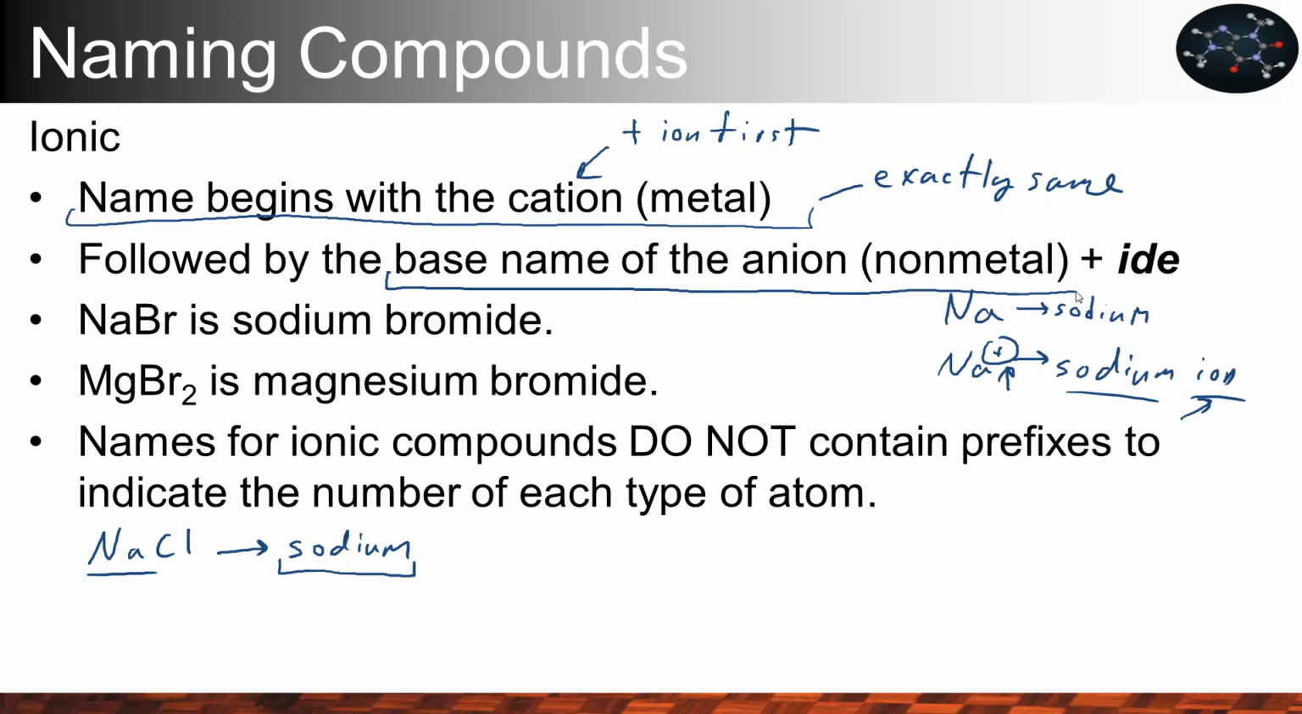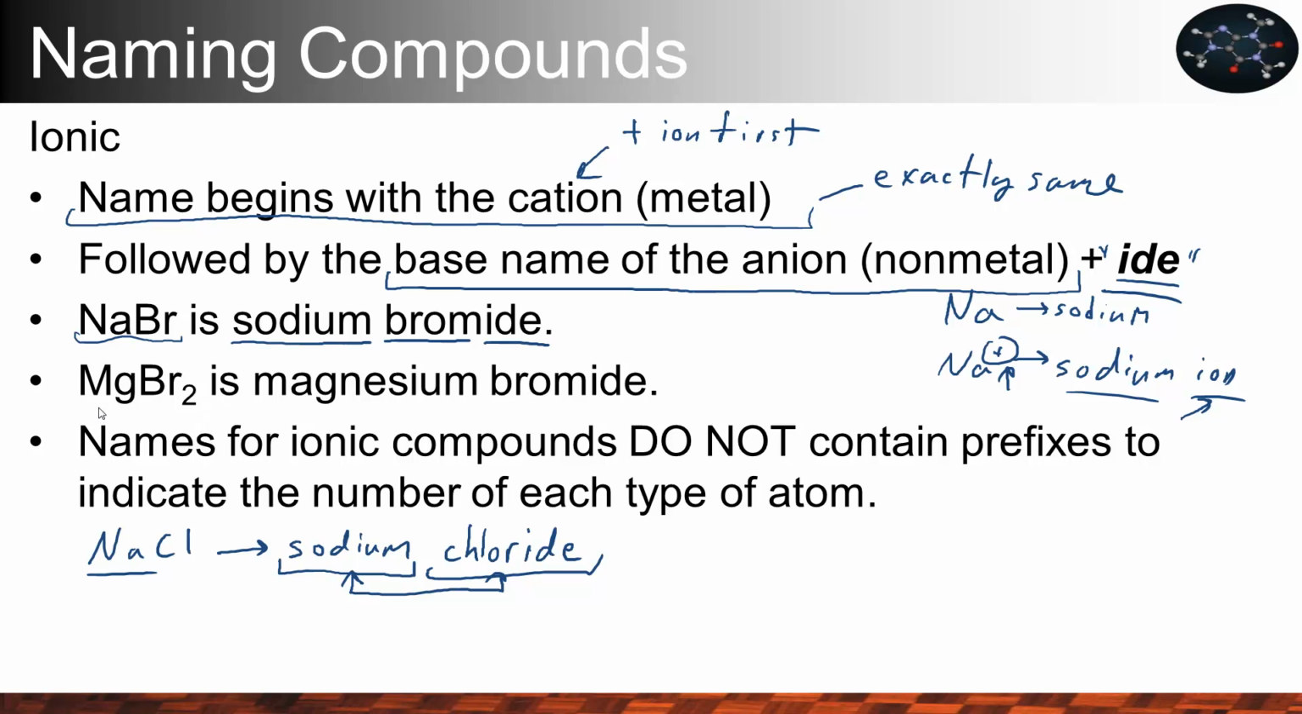Now, for the anion, the nonmetal, we take the base of the element's name. So for chlorine, it's chlor. And we change the ending to IDE. Okay? So sodium chloride. Voila. So that's how we name ionic substances. So NaBr is sodium. First one doesn't change. Brom is the second one. It's the anion. Ending from bromine changes to bromide.